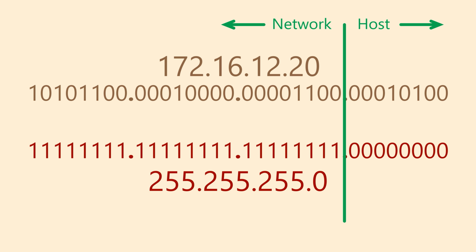In this example, we have 24 ones in the subnet mask. That means that this is a 24-bit subnet mask. That leaves 8 bits for host addresses. 8 bits means we can have up to 256 host addresses. We can't quite use them all, but I'll explain that soon.